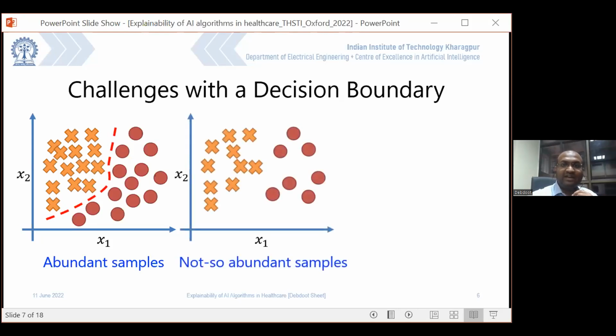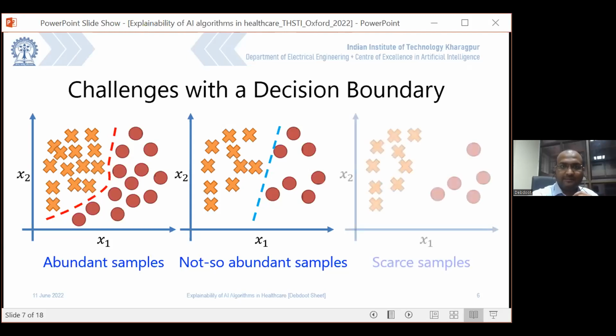In the case where I don't have so many abundant samples, this may be one of the possibilities, but then I cannot even rule out this to be another possibility. And in fact, for most machine learning problem designers, when we try to design a model which has fewer free parameters to be tuned, then this blue line, the second case, is more preferred, because it's a straight line. I just have two free parameters, 2 degrees of freedom to tune in order to get that one.